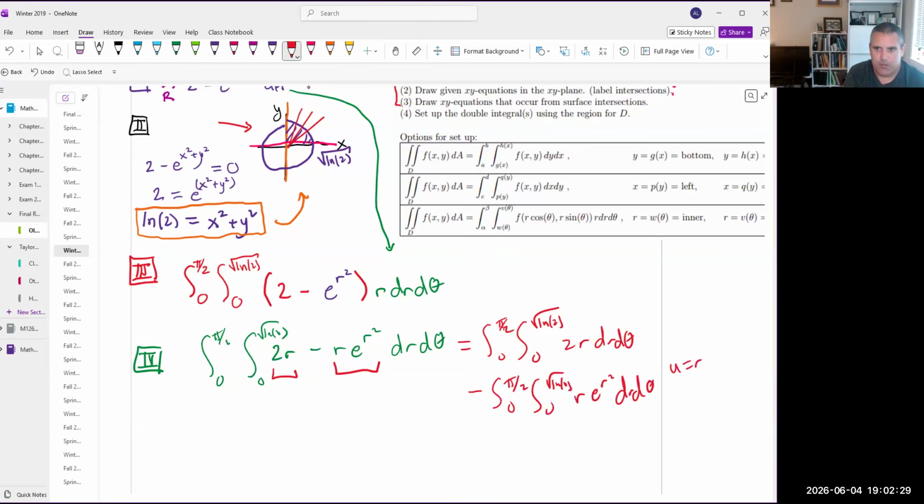So I would do a u-substitution here. I realized after I thought about that I could have done the substitution back here and it would have been faster.